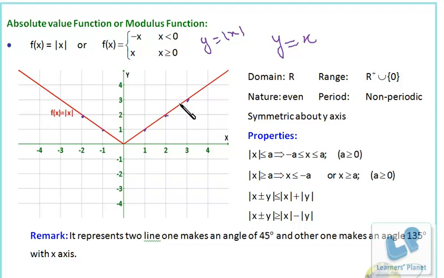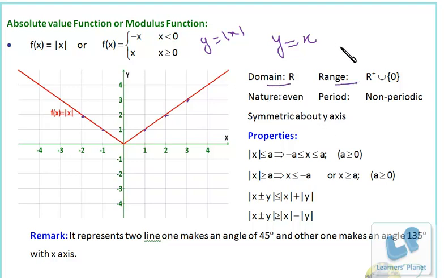Now, what will be the domain? You can have any value of x, that means the domain will be R, right? After that, if x is 0, y is 0, that means the graph will pass through the origin. Apart from that, if we talk about the range, whether x is positive or negative, y will always be positive, right? So the range will be positive real numbers as well as 0, because when x is 0, y is 0. So this is the sort of graph we are going to get, with its domain and range.